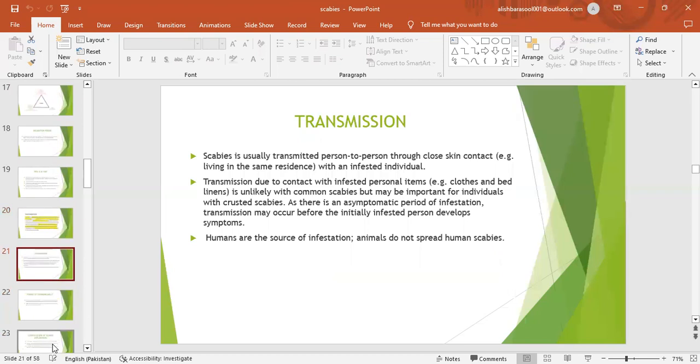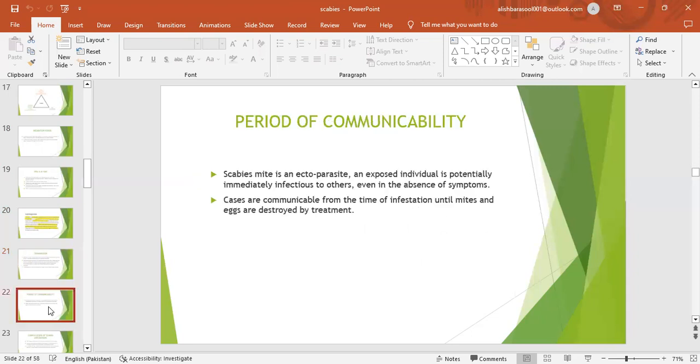Transmission. Scabies is usually transmitted person to person through close skin contact, for example, living in the same residence with an infested individual. Transmission due to contact with infested personal items is unlikely with common scabies, but may be more important for individuals with clustered scabies. As there is an asymptomatic period of infestation, transmission may occur before the initially infested person develops symptoms. Humans are the source of infestation. Animals do not spread human scabies.